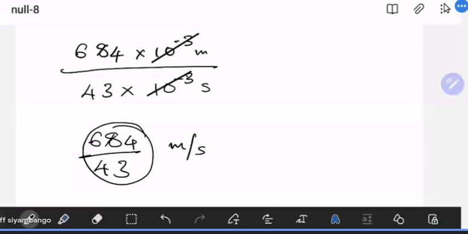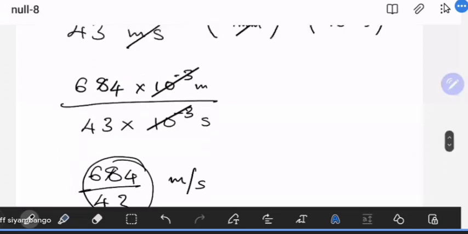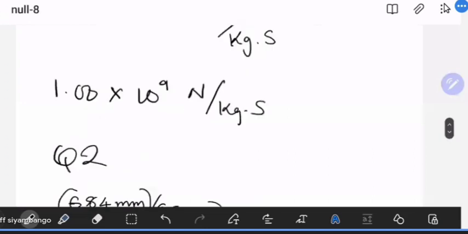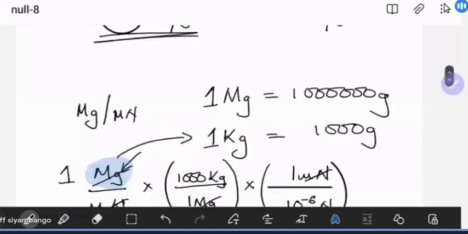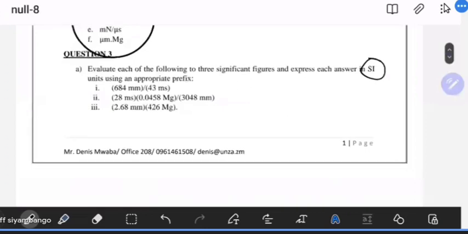Any questions there? Yeah, can I get a response before we proceed? Spare. Okay. So I'll do this one because it looks longer.